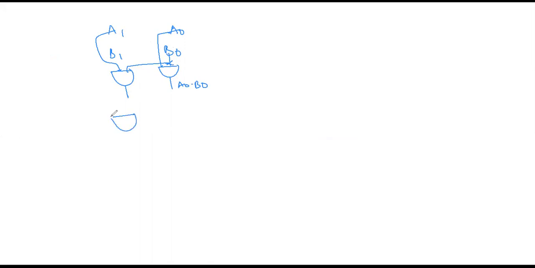A1, A0, B1, B0. You need to multiply. So partial products you will get A0 B0. So apply to one AND gate. This is A0 B0. Next A1, B0. So take one AND gate, apply A1 and B0. Next take one more AND gate and get the partial product A0 and B1.